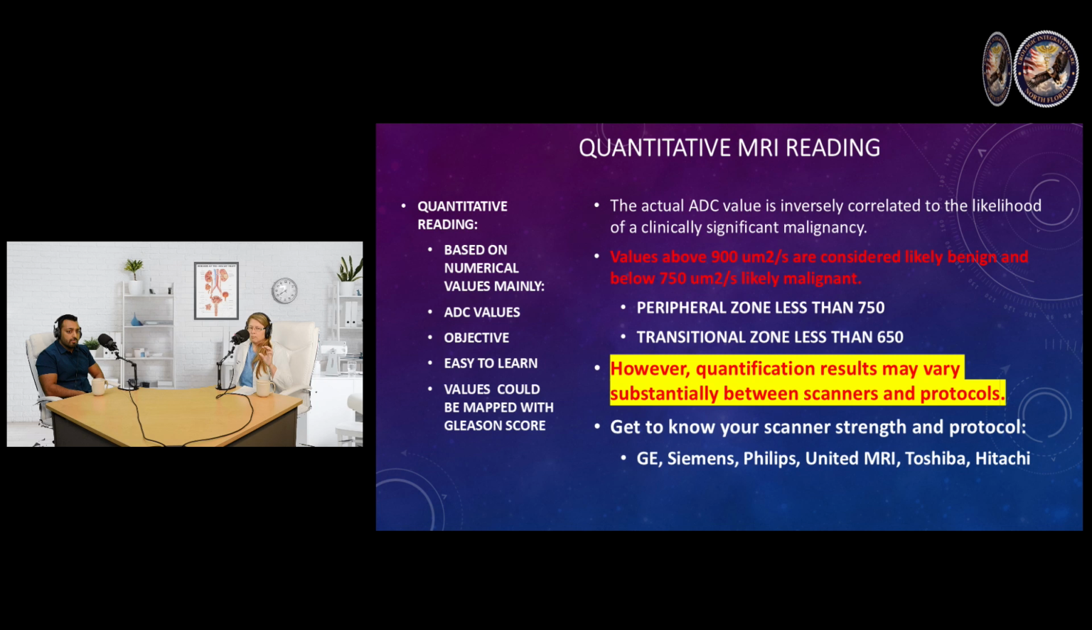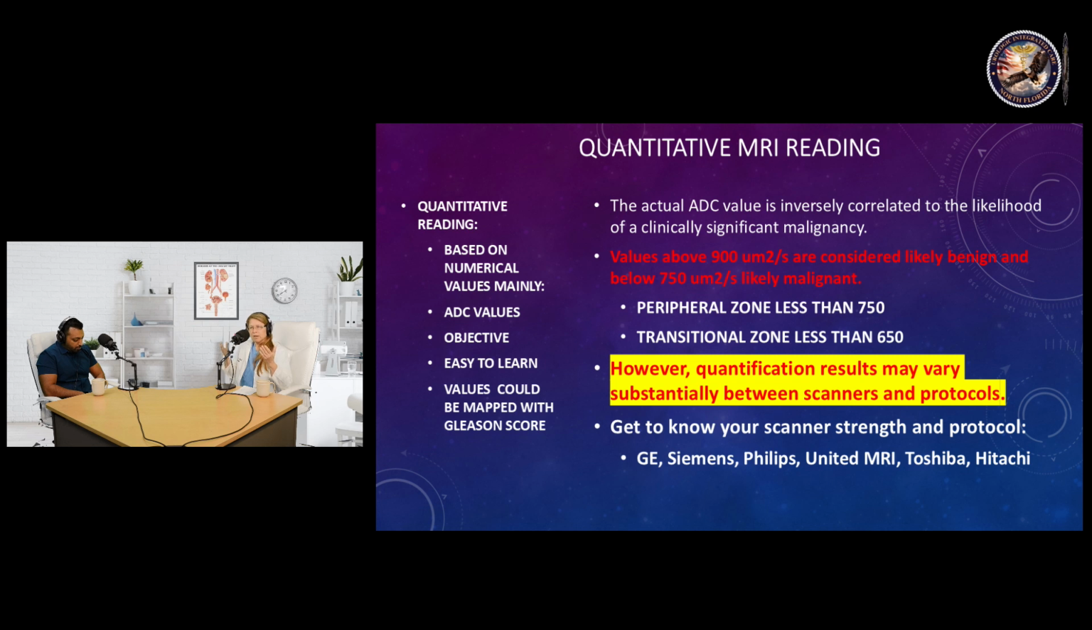And then I have a red, bold, yellow note, and this is extremely important. This depends on the scanner and the protocols that you have: how the images were acquired, the B values, what kind of scanner you have, a Siemens, a GE, a Philips, and the protocols. So the most important thing is that you need to get to know your own scanner. The way it works in practice is you have a scanner, you have your MRI, and then you have your pathology.